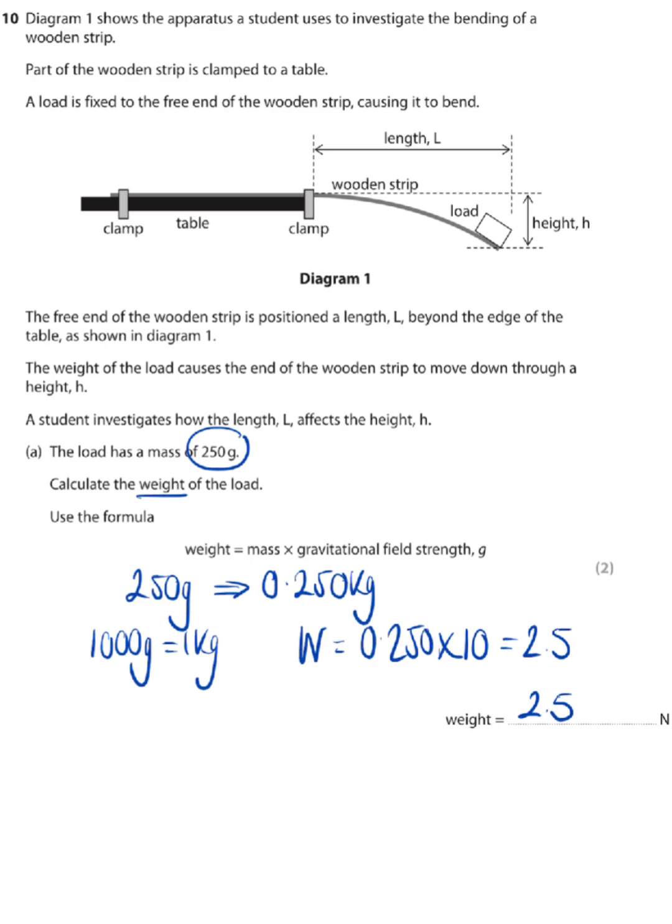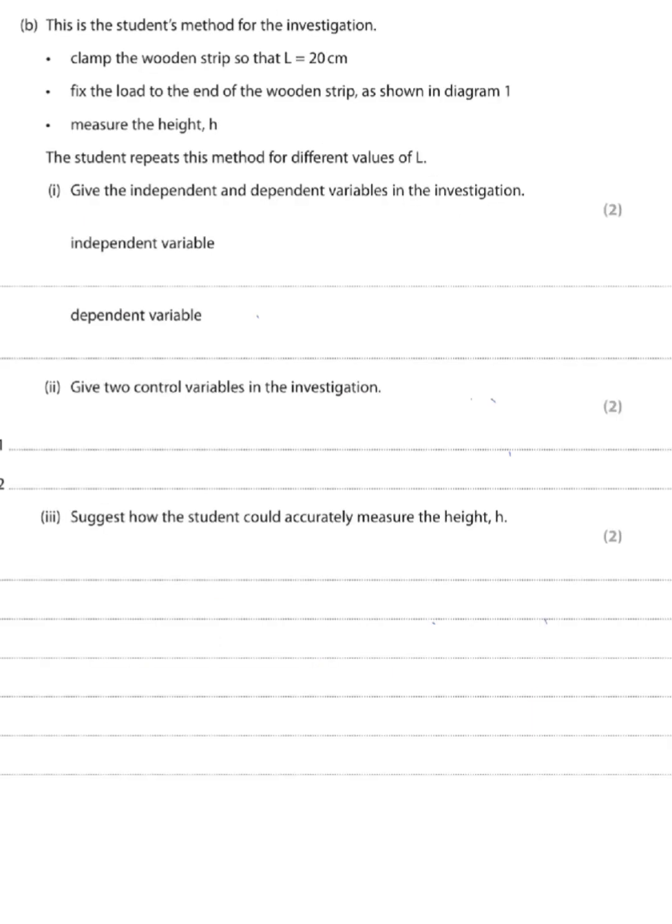newtons. So here we're given the student's method, and we are asked to identify the independent and dependent variables. So the independent variable is the thing that the student is changing. So if you read this through, it says the student repeats this method for different values of L. So the independent variable is the length. The dependent variable is the one that then depends on the length, so the thing that the student is measuring, and that is the height.